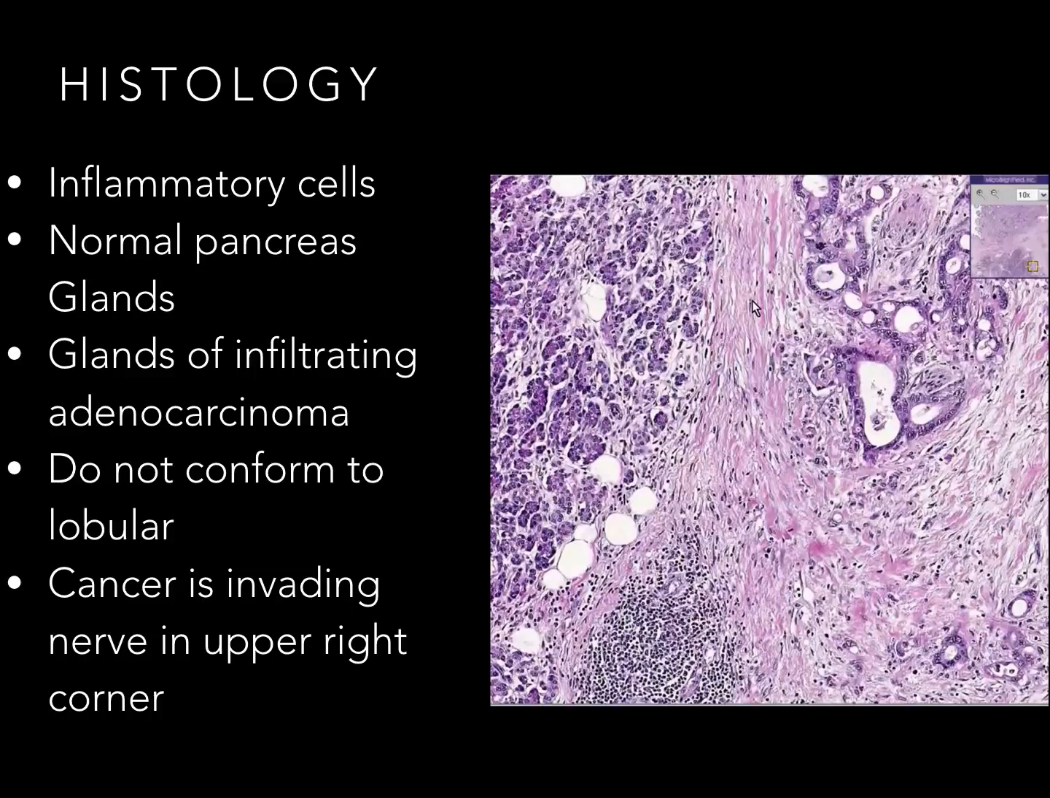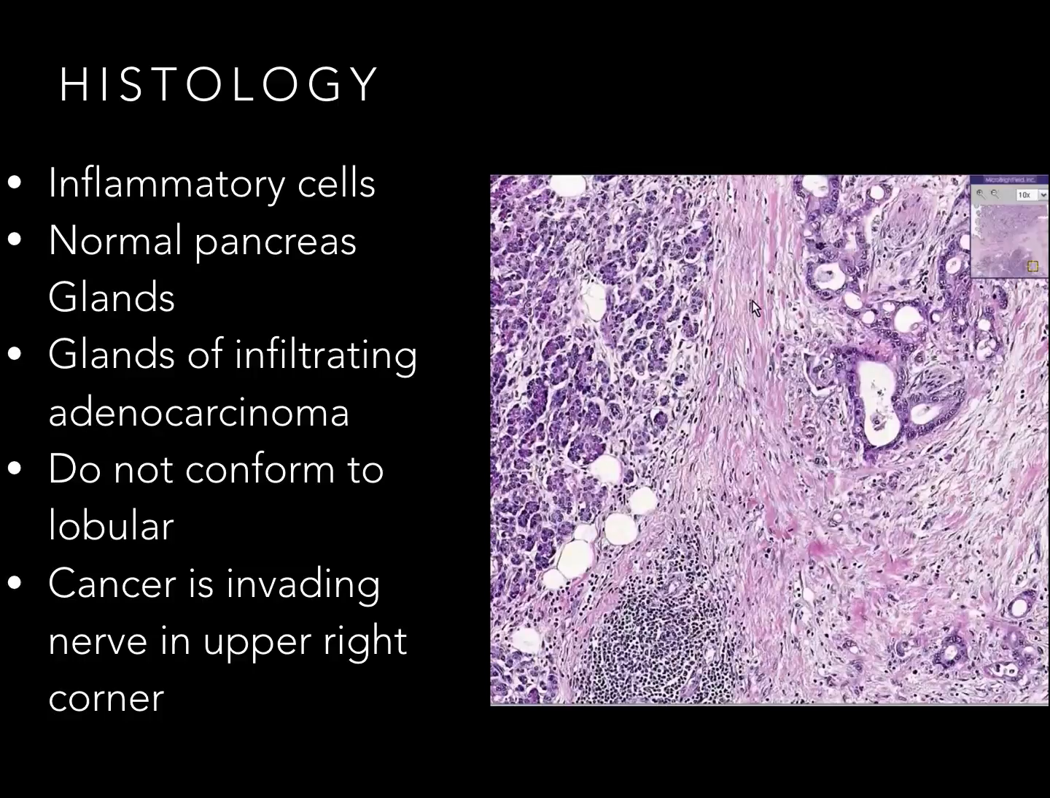Pathohistology. This is a slide of an adenocarcinoma. As you can see at the top left-hand corner, you will see normal pancreatic cells showing glandular structures and normal nuclei. At the bottom right corner, you will see inflammatory cells. In the center, you will see fibrous tissue.